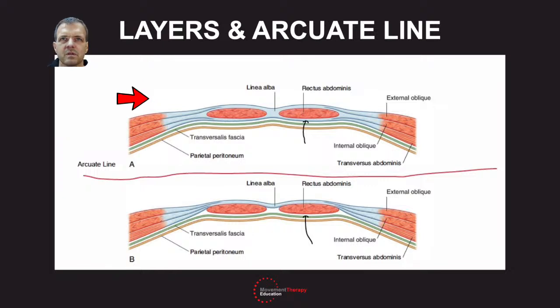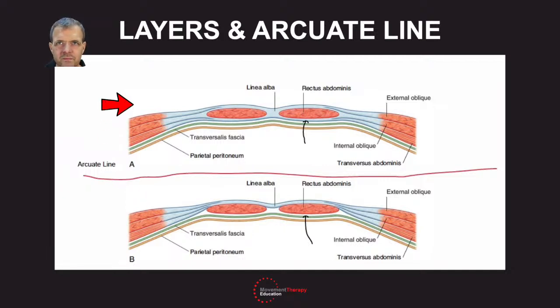Just make that a bit smaller there. There we go. Okay, so we've got section A and section B. Section A is above something that we call the arcuate line, and section B is below the arcuate line.